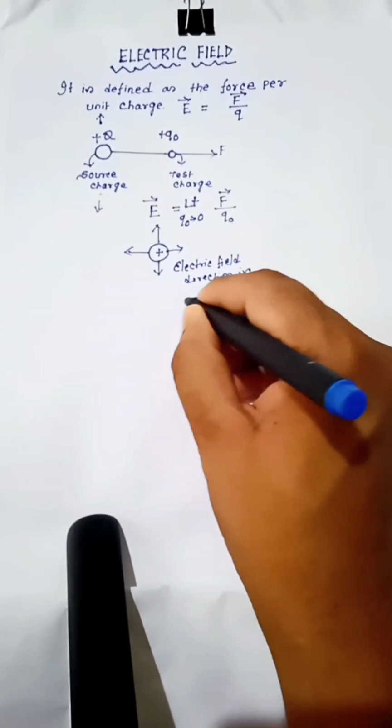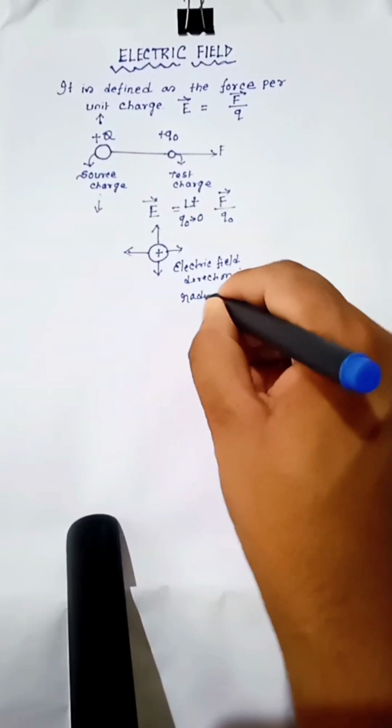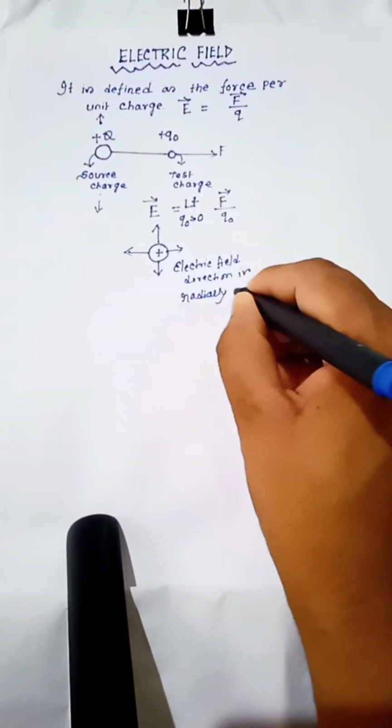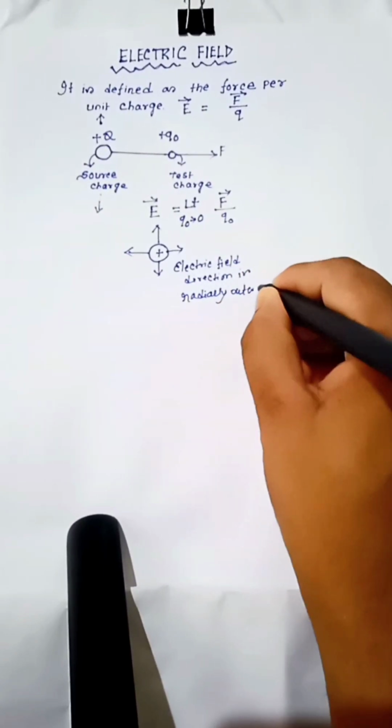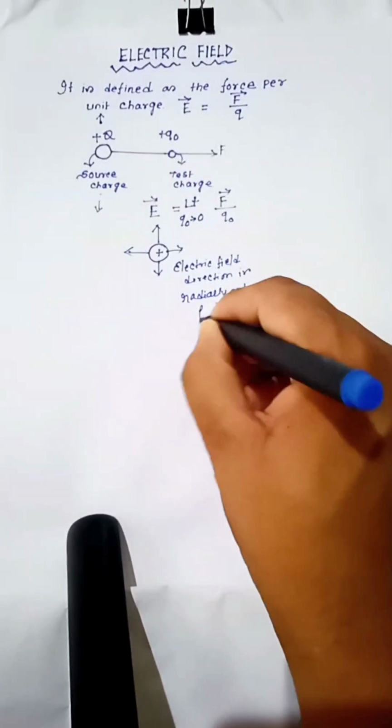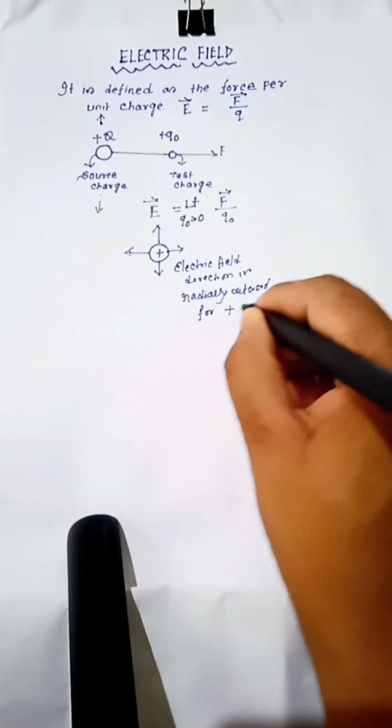is radially outward. Okay, radially outward. For whom? For positive charge.